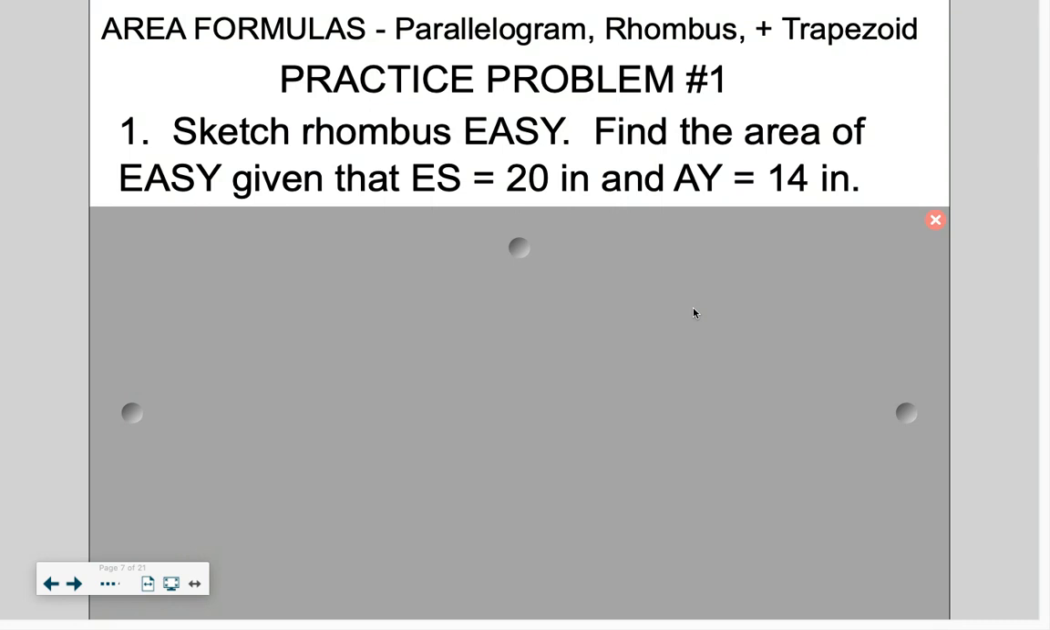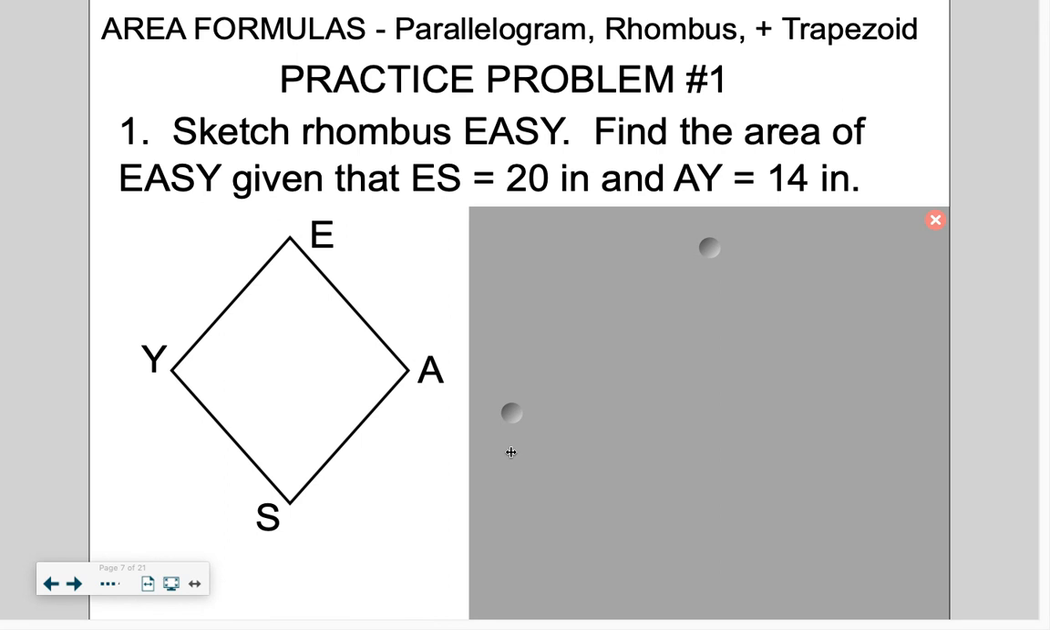So let's start with the first one. It says sketch rhombus EASY, and then find the area of EASY given that ES equals 20 inches and AY equals 14 inches. So even if you think you can visualize it, it would be smart to at least draw, sketch, and label, and then we'll see if we can actually calculate it out.